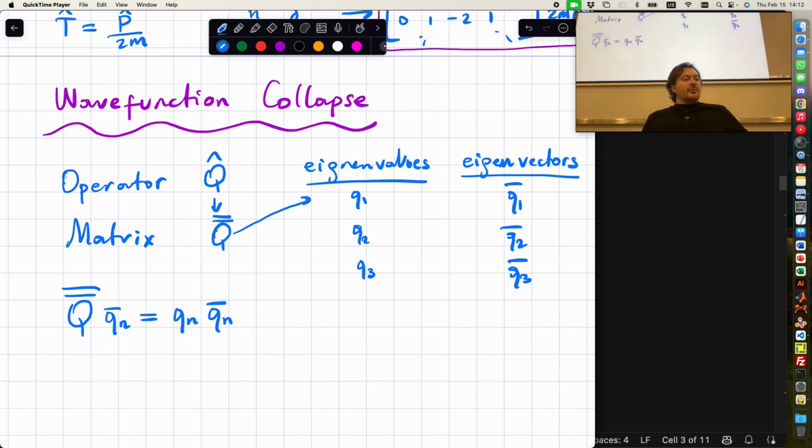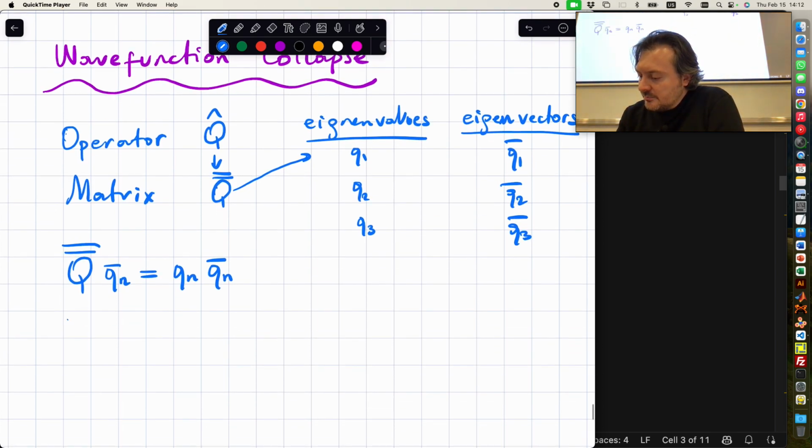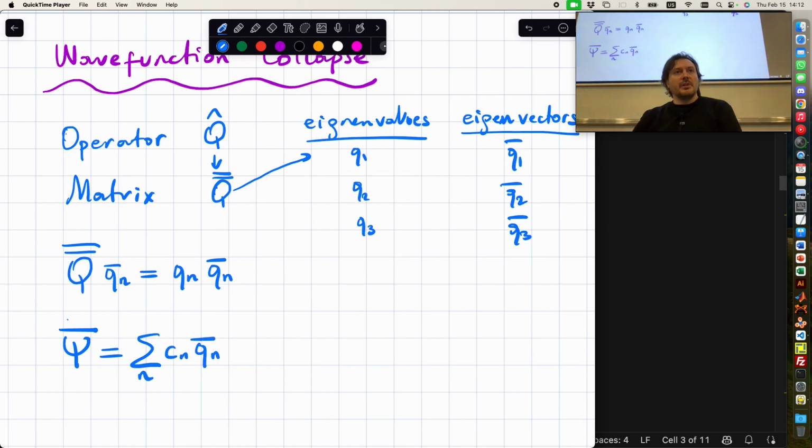Now, since the Qn's are producing a complete basis, they are producing an orthonormal basis, right? Can you write your wave function, which was also a vector, as Cn times Qn? Yeah. You can do this for any function. Are you still with me? Yes? We are almost there.